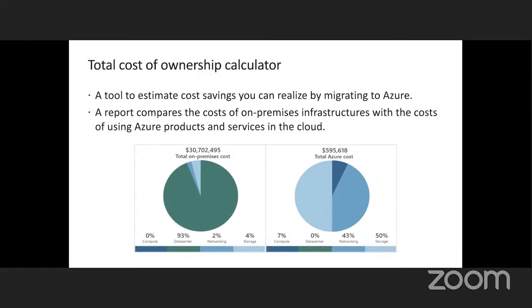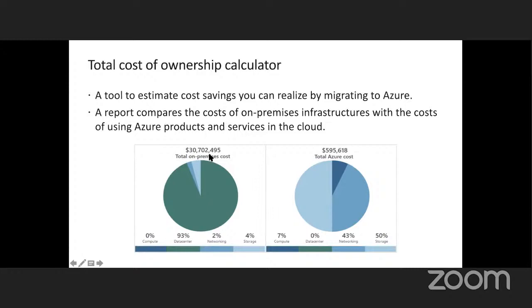So whenever you're planning to move to the cloud, this is a very helpful tool to help you understand how much money you're going to spend on the cloud once you move. It can give you a side-by-side comparison of your expenses on-premises and your expenses in the cloud. Okay? So that's the main purpose of the total cost of ownership calculator, also known as TCO. It's going to help you estimate the cost savings you can realize by migrating to Azure. A report compares the cost of on-premises infrastructure with the cost of Azure products and services in the cloud.